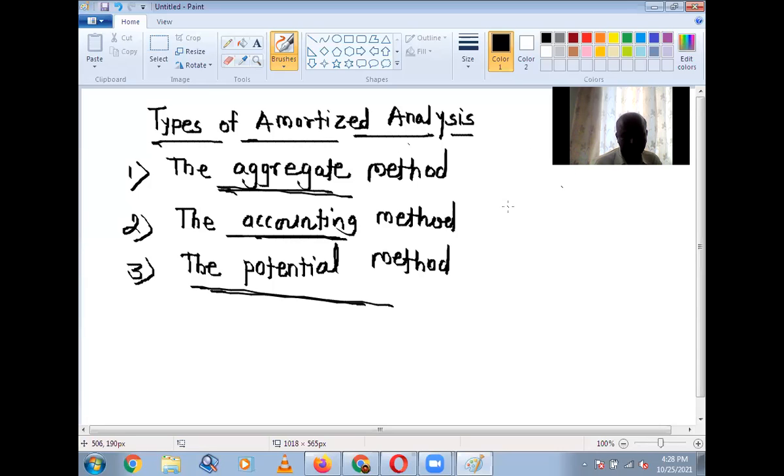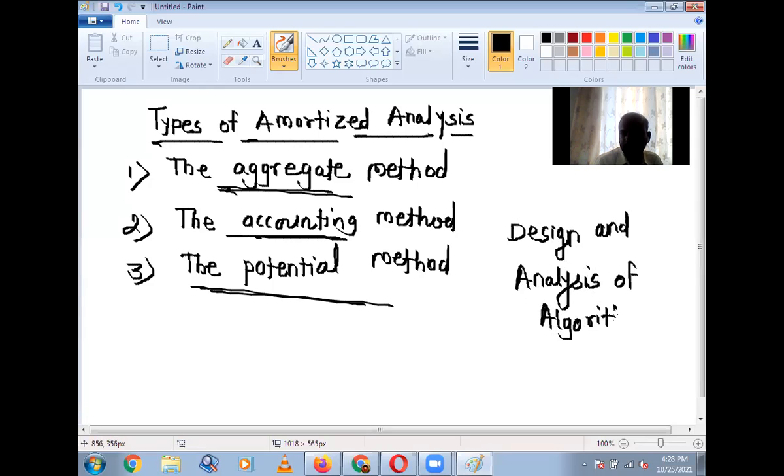And see, our subject name is design and analysis of algorithm. So we should have to analyze the different algorithms.